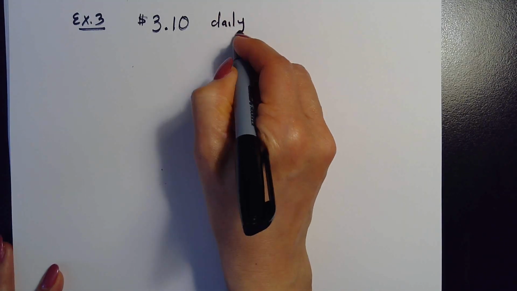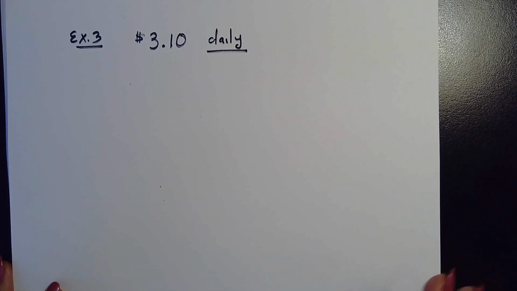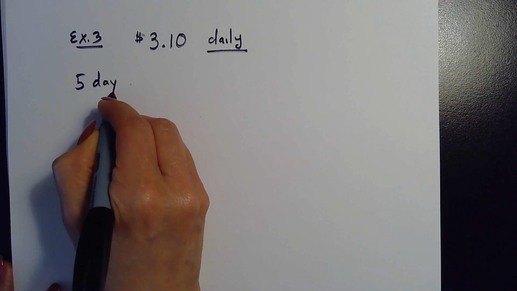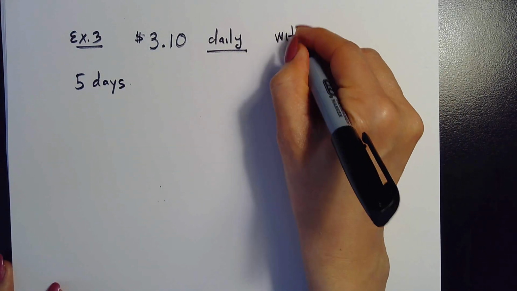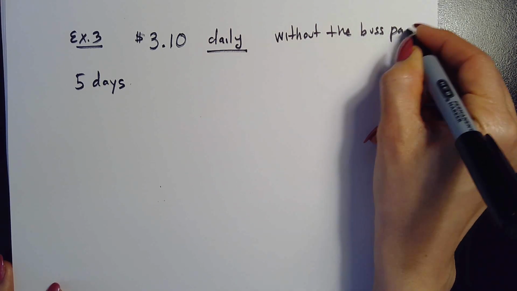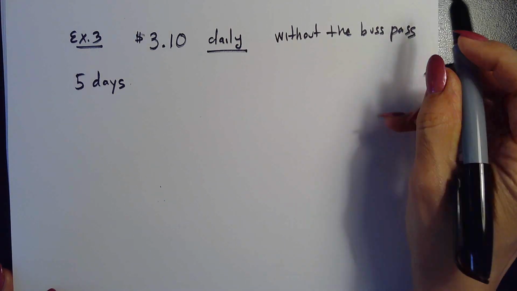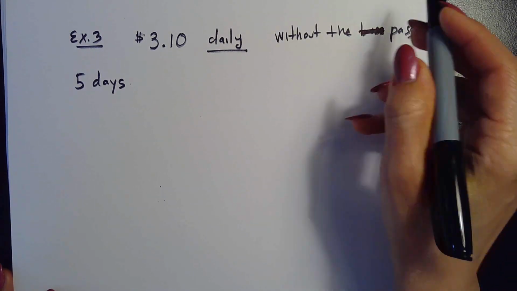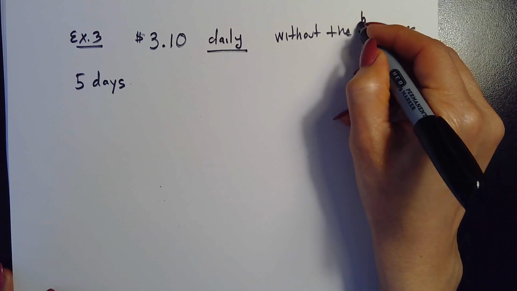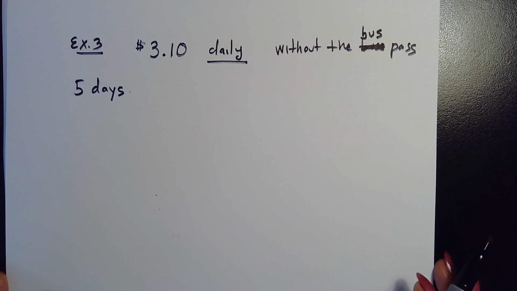Now, this section is about estimating. I'm not going to say $3.10 times 5, because she does this 5 days. So this is without the pass, the bus pass. And please excuse my spelling. I am not a native speaker, so sometimes I make mistakes when it comes to spelling. I apologize. I know bus is with one S, so please forgive me.